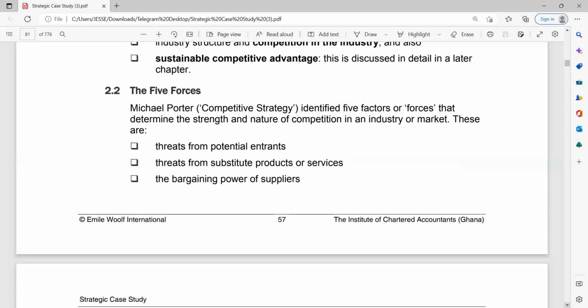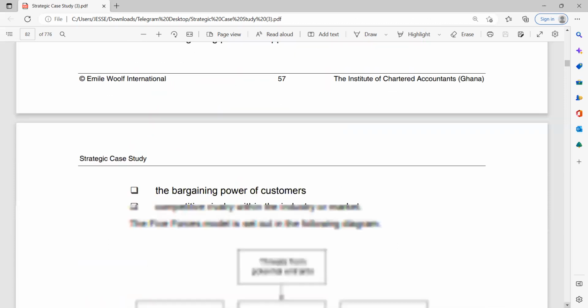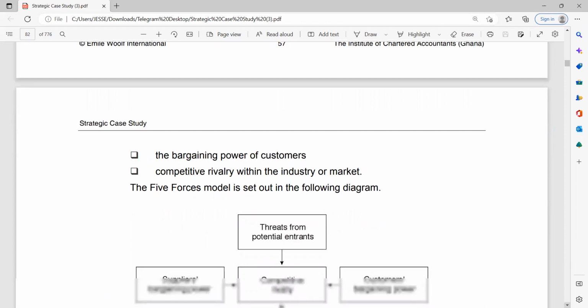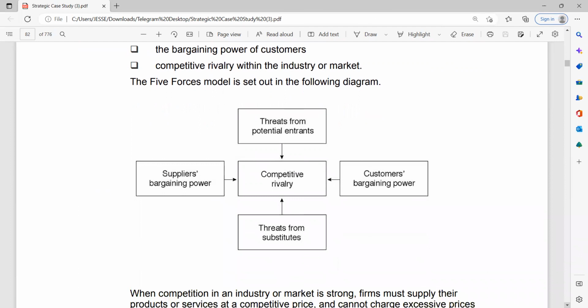So these are, number 1, threats from potential entrants. Number 2, threats from substitute products. Number 3, the bargaining power of suppliers. Number 4, the bargaining power of customers. Number 5, competitive rivalry. So these are the 5 forces. Please keep them in mind. Very, very important. I recommend that you form an acronym as you please in order to remember it.